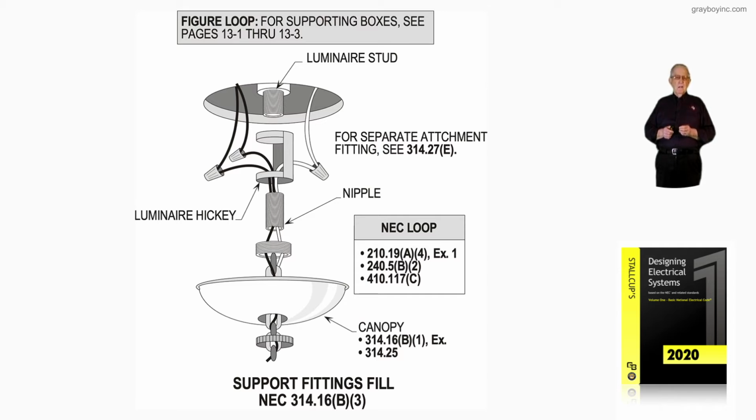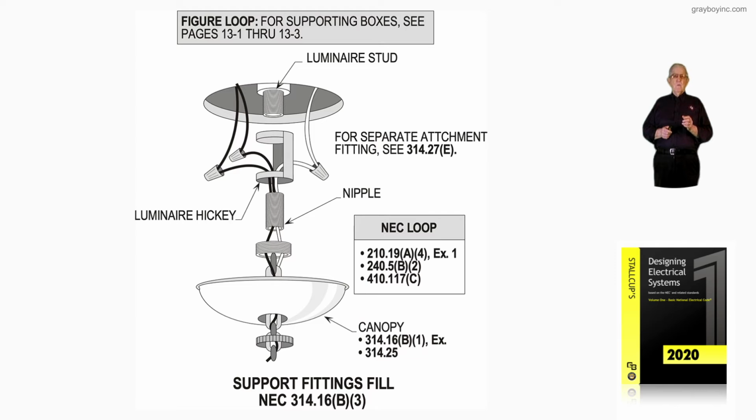So 210.19(A)(4), exception 1, 240.5(B)(2), and 410.117(C) would be reviewed. Now the biggie here for the fixture wires, 240.5(B)(2) that you see in the NEC loop.